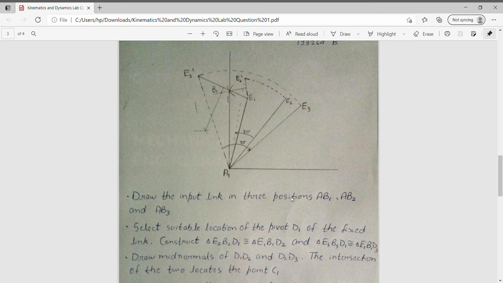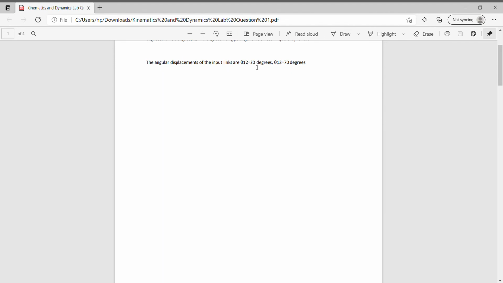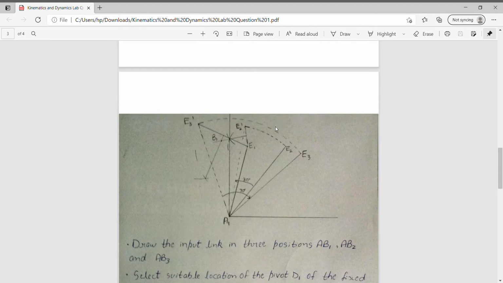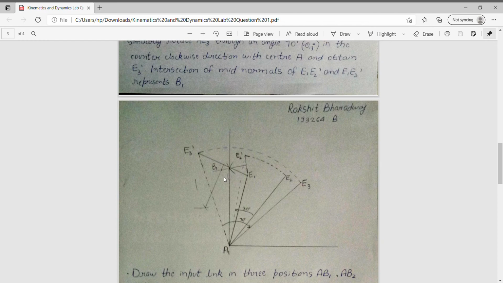Draw the input link in three positions, A1B1, A1B2 and A1B3. Since we already have A1 B1, and in the question they have given us the angular positions of the input links, theta 12 is 30 degrees and theta 13 is 70 degrees, using this line we can easily get A1 B2. Let's see how.